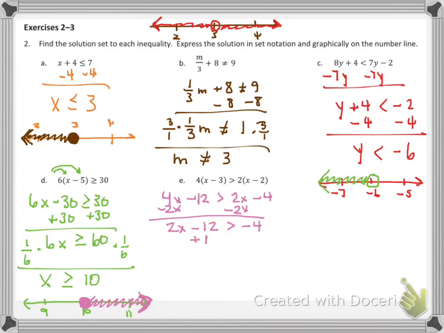Still working on getting the variable isolated, so add 12 to both sides. That gives us 2x is greater than a positive 8. And then multiply by the reciprocal of 2, which is 1/2. And we get x is greater than 8 divided by 2, which is 4.